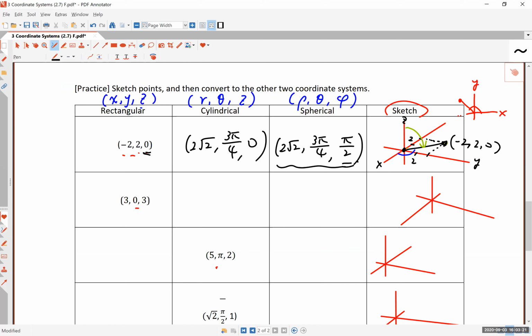All right, another one. 3, 0, 3. So in this case, you go 3 units in the x direction. y is equal to 0, so we don't go in this direction. But then z is 3, so it will be there. And so your vector is like this, and here's your point. Okay. Now notice here, this is a point on the xz plane.